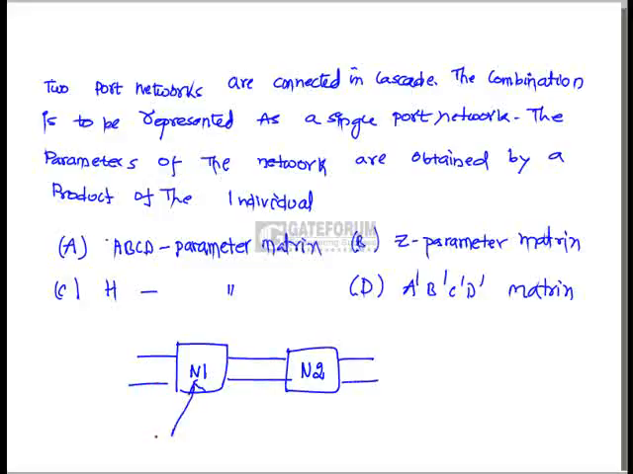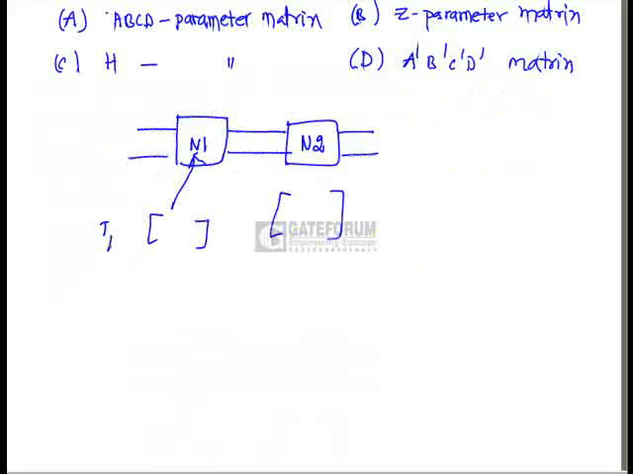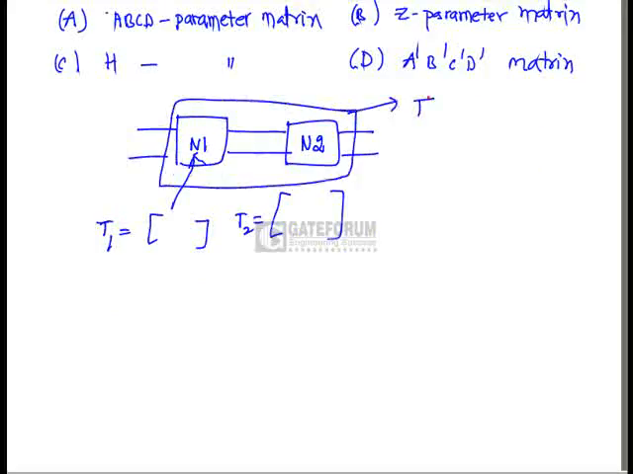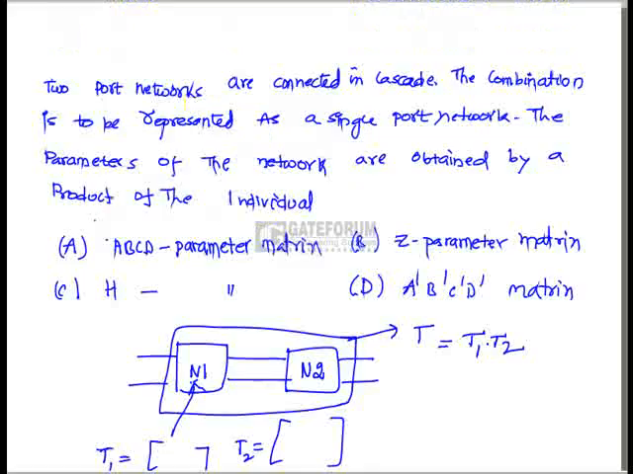Suppose N1 has a matrix T1 and N2 is represented with a matrix T2, then the whole network is represented with a T, which is nothing but the product of T1 and T2, because individual matrices, we are assuming that those are T parameters, then only we can take the product. So option A is correct.